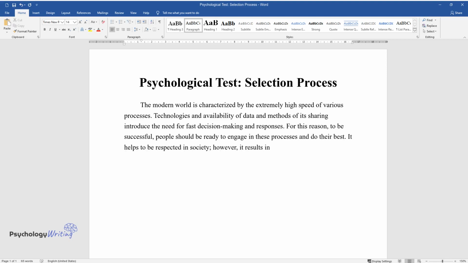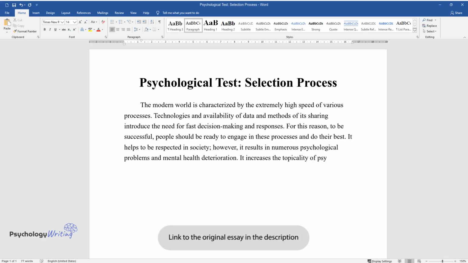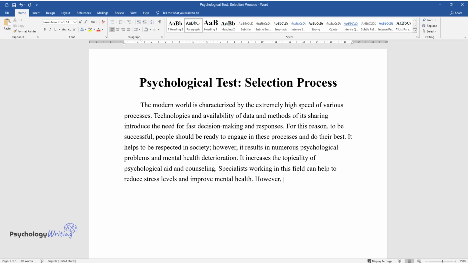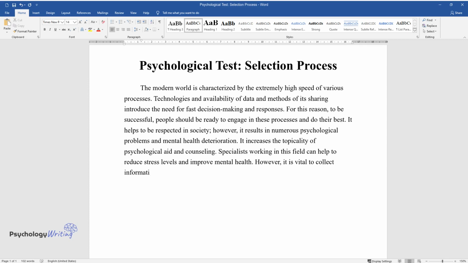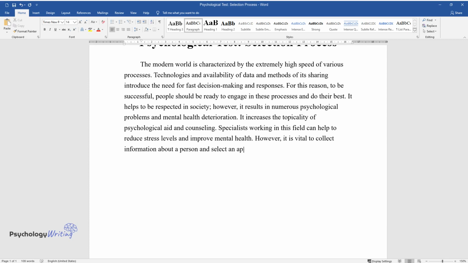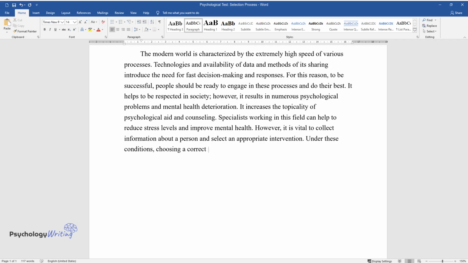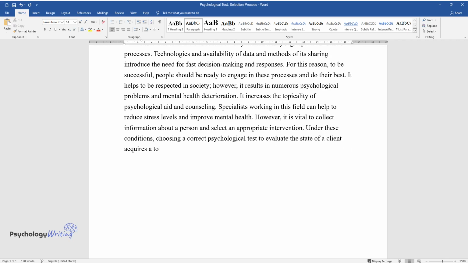However, it results in numerous psychological problems and mental health deterioration. It increases the topicality of psychological aid and counseling. Specialists working in this field can help to reduce stress levels and improve mental health. However, it is vital to collect information about a person and select an appropriate intervention. Under these conditions, choosing a correct psychological test to evaluate the state of a client acquires a top priority as the primary determinant of success.